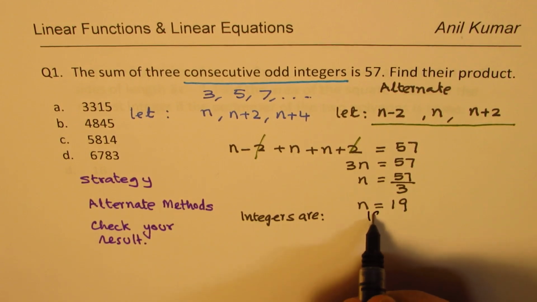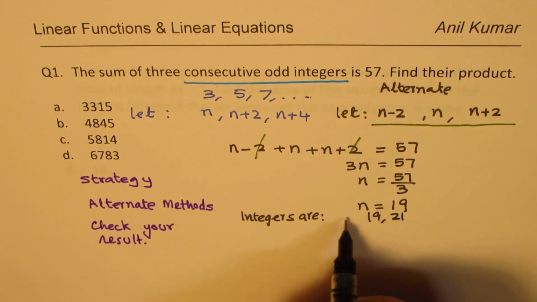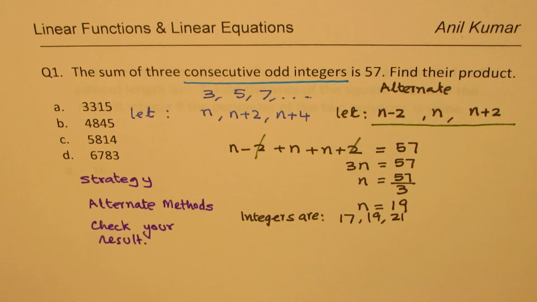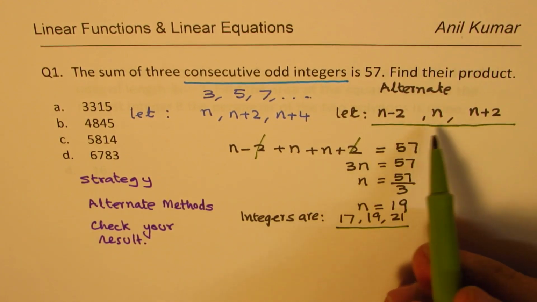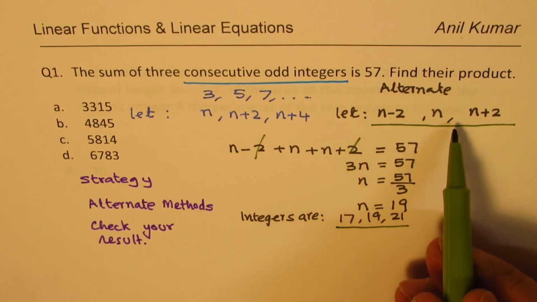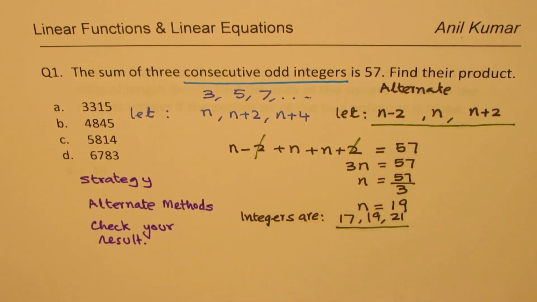19 is in the center, then we have 21 and 17. So these are our three integers. Did you see how by changing a shift in our thinking, we could actually simplify the question? Perfect. And you get your answer, which is just the three integers. But you have to read your questions properly.